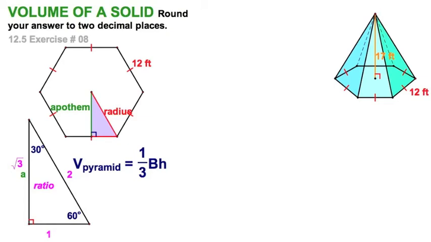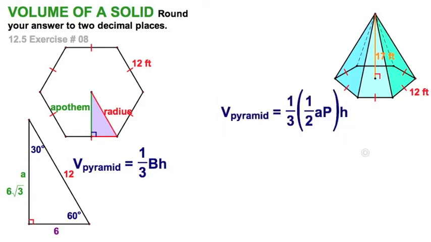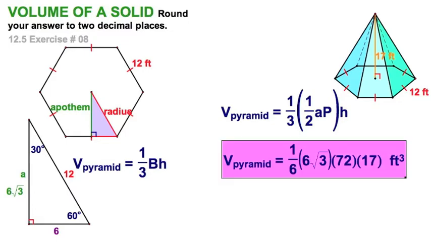So I can replace those ratios with 6, the 12. But what I really need is the 6 radical 3 for the apothem. That's the only thing we really need. After all, we know that when I am finding the area of a regular hexagon, it is 1/2 ap. And since I know that the pyramid is 1/3 capital B, or base times height, I'm going to substitute 1/2 ap for base.